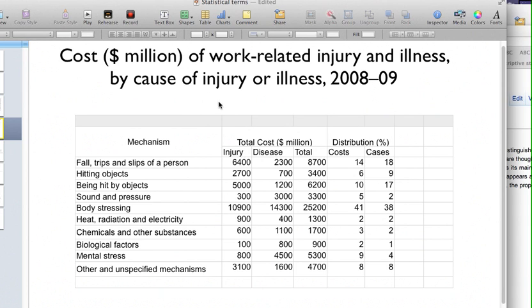Okay, so look at this. We're looking at costs in millions of dollars of work-related injury and illness by cause of injury or illness. This is the 2008-9 year, right? Part of the reason I'm showing you this is because I want to show you a little bit about the concepts and words in data, but also you can pick up what's the failing in it? What would you like to have? What information would you like to have?